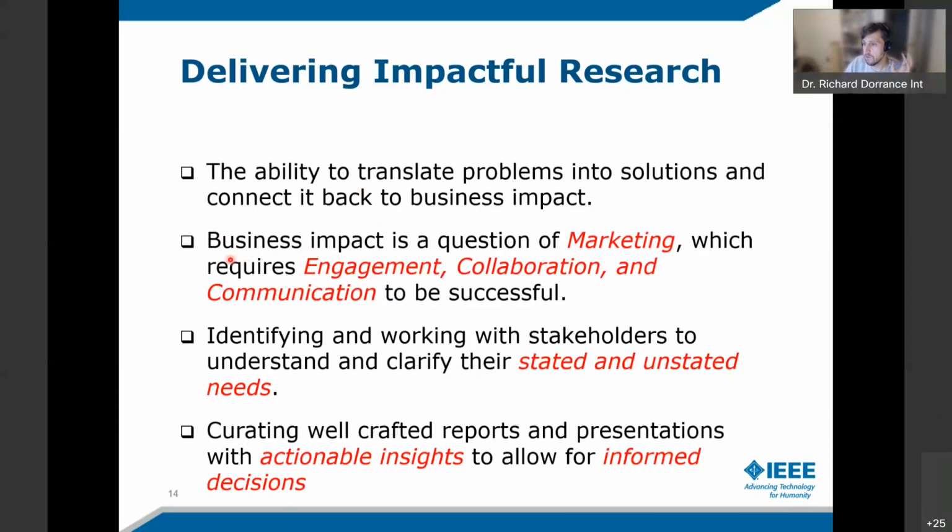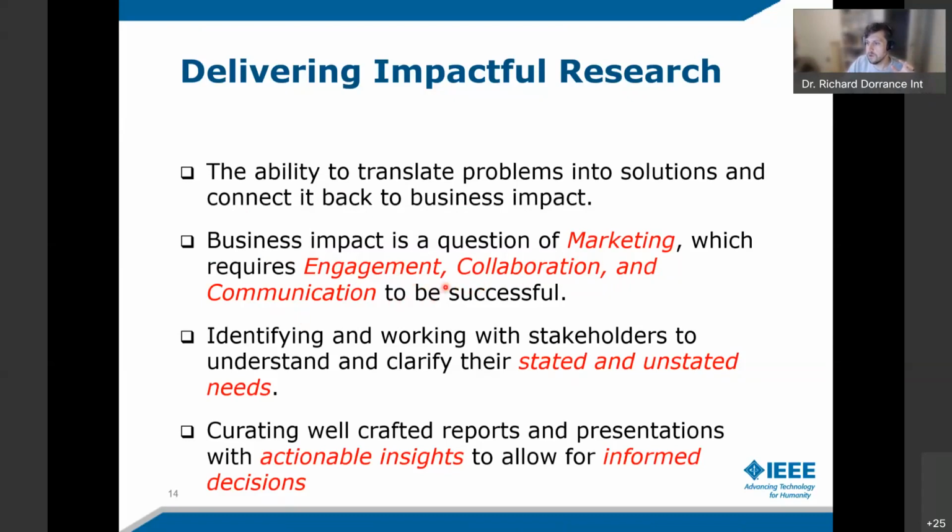But when you talk about business impact, it becomes a question of marketing, which is not a thing that you usually think about at all in engineering. Most engineers are not great at marketing. And marketing requires really three things to be successful: engagement, collaboration, and communication.